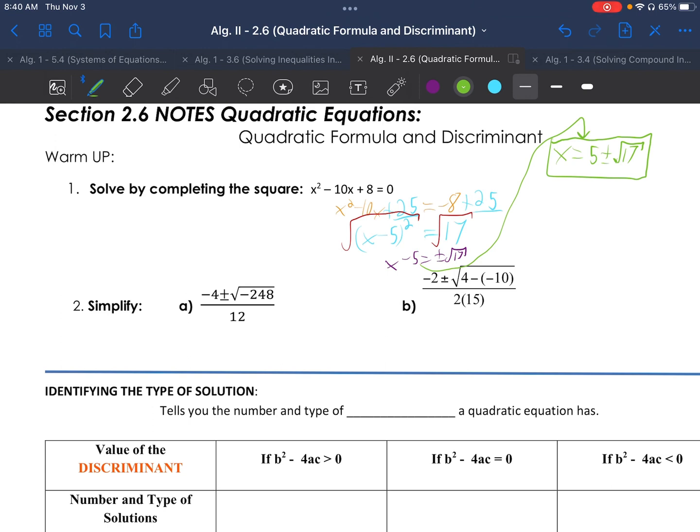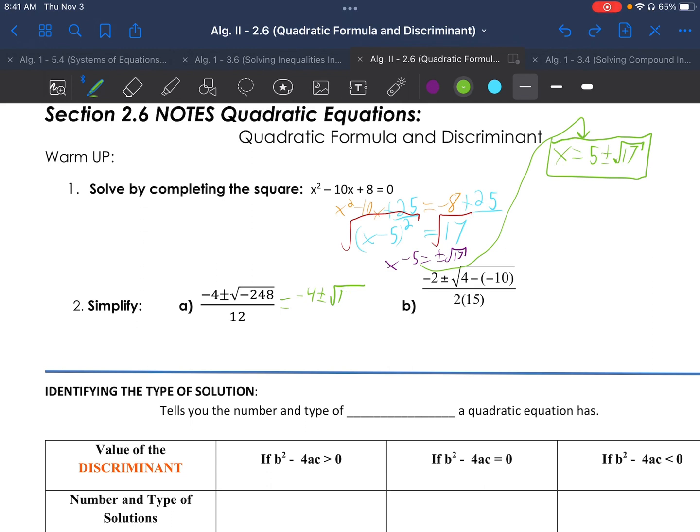Number 2, let's simplify this. It's negative 4 plus or minus the square root of negative 248 over 12. Well, the first step is to simplify this radical. Figure out what perfect square goes into 248. So I'm going to get the negative 4 staying the same, plus or minus the square root of 144.